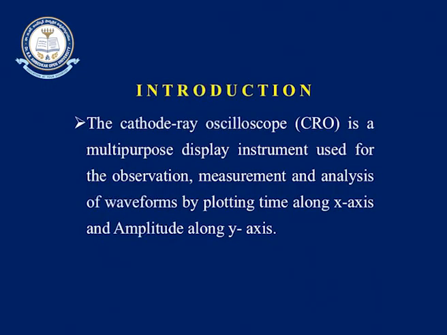Today's topic is the function of the cathode ray oscilloscope, that is the CRO. The cathode ray oscilloscope is a multi-purpose display. It is used for the observation, measurement, and analysis of waveforms, with time aligned with the x-axis and voltage aligned with the y-axis.